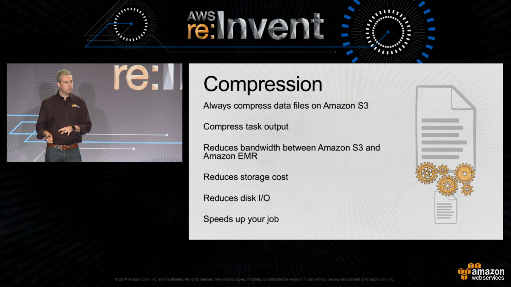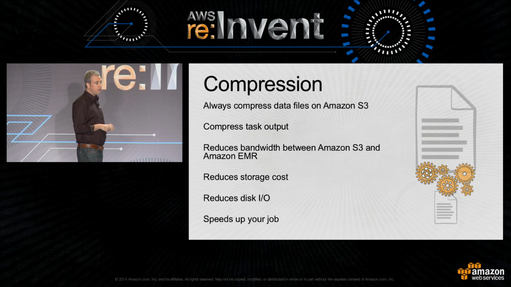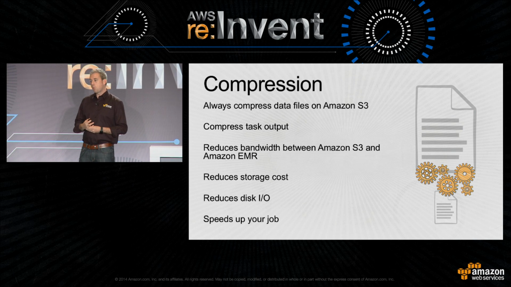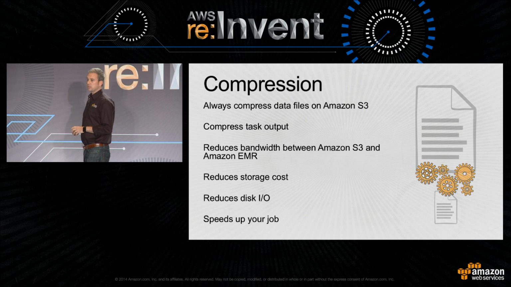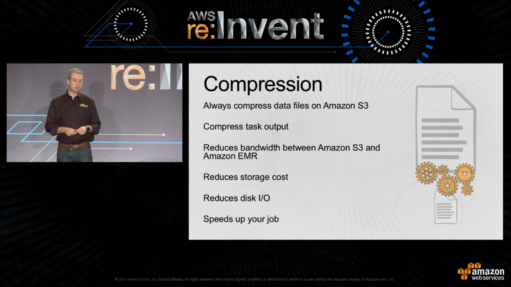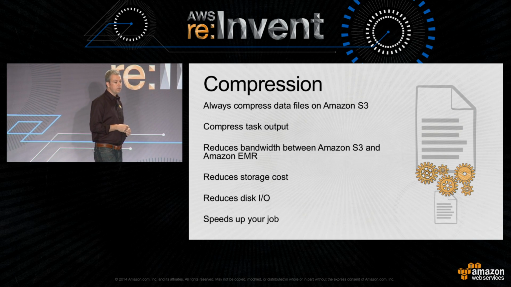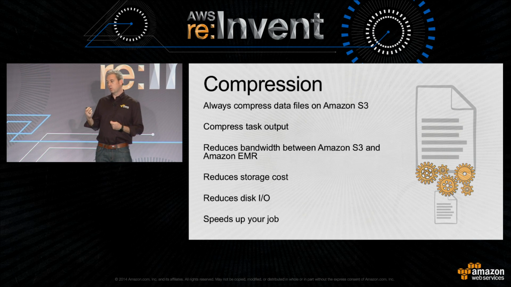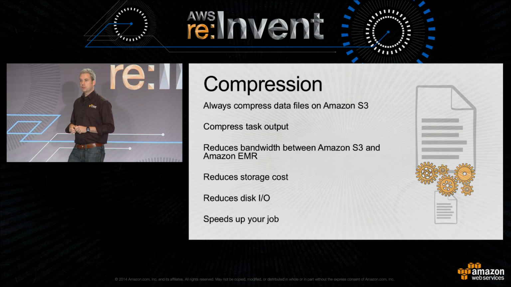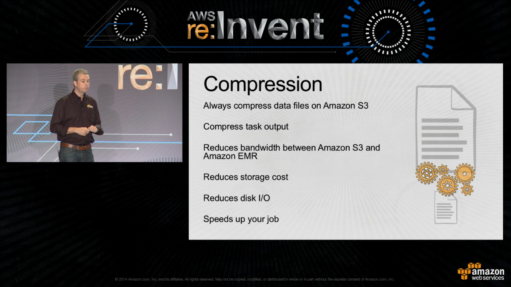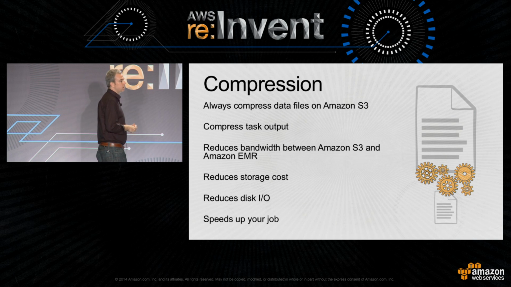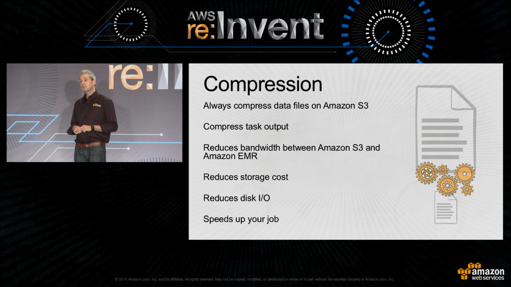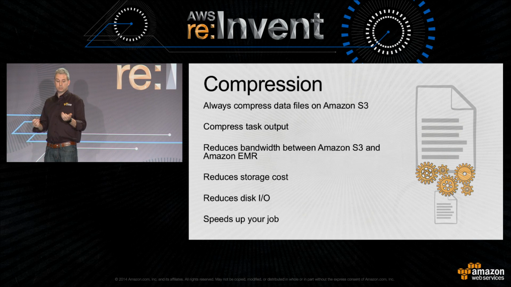Whether it's the intermediate data that's generated on HDFS as the output from map processes, or when we write data back down to the system of record, whether that's HDFS or S3, we should absolutely compress that data. The reason is we will get much better performance because we're going to do a lot less I/O. We need a lot less bandwidth between Elastic MapReduce and S3. And ultimately, it will save you money on S3, which is fairly obvious.